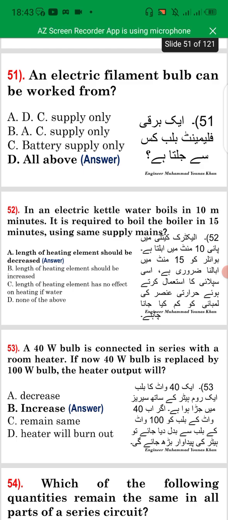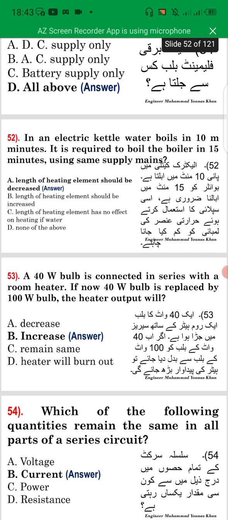Question number 52. In an electric kettle, water boils in 10 minutes. It is required to boil the water in 15 minutes using the same supply. Length of heating element should be decreased. Length of heating element should be increased. Length of heating element has no effect on heating of water. None of the above. The correct answer is length of heating element should be decreased.